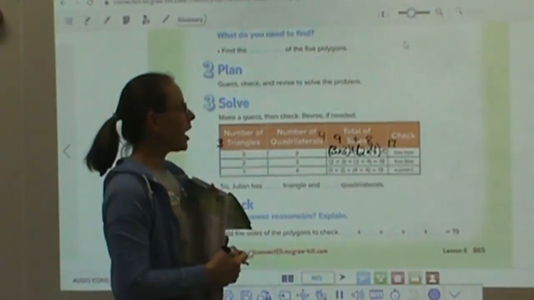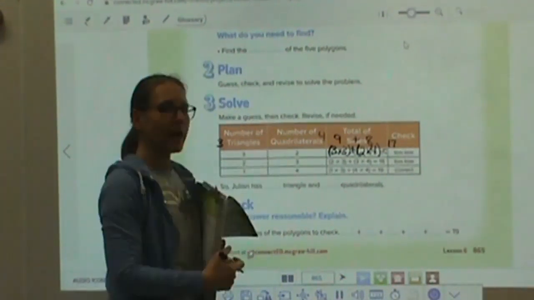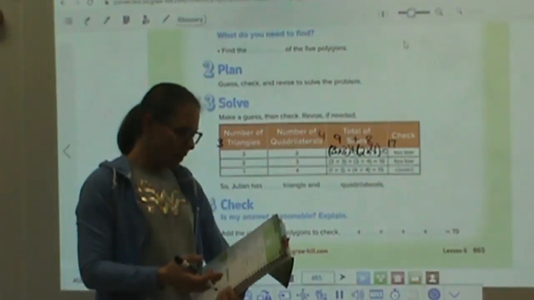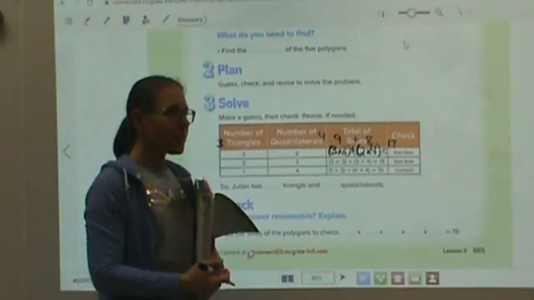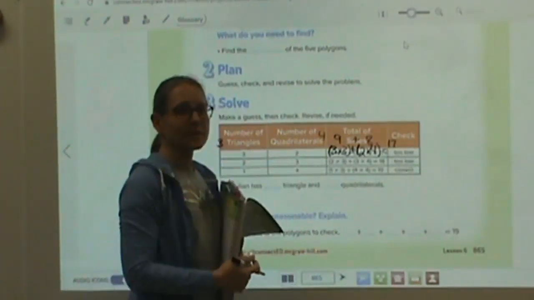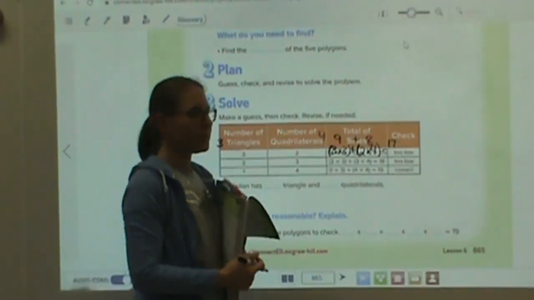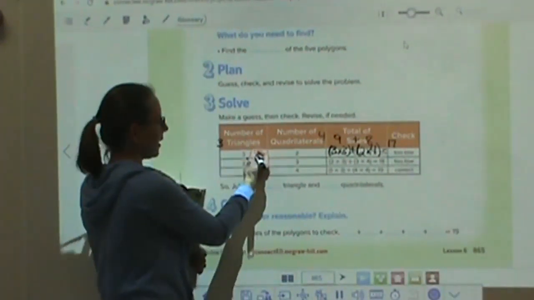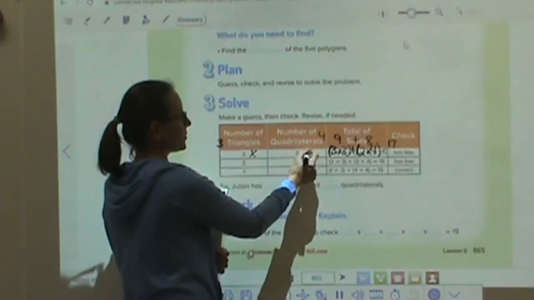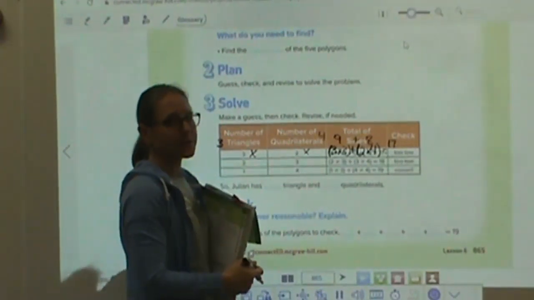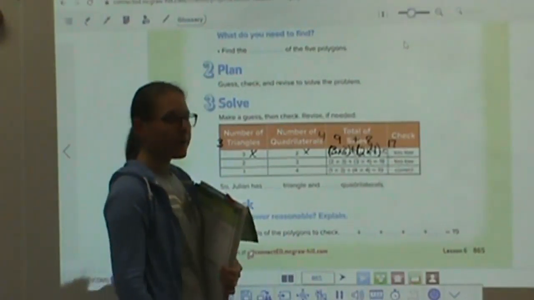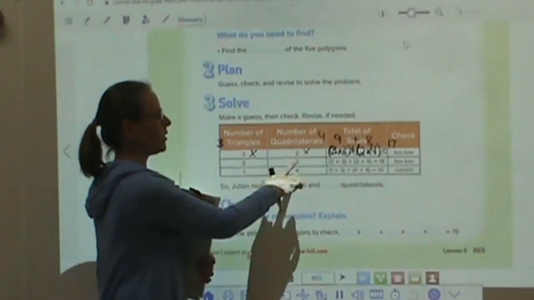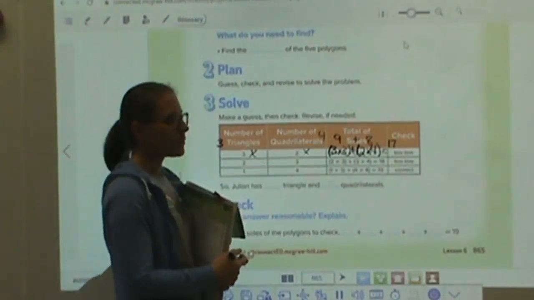Now let's go back and check. If you go up to the top of your page, I'm not going to slide the slide up, but you know that we have to come up with 19 sides. 19 is higher than 17, so 17 is too low. So we know now that they don't have 3 triangles and 2 quadrilaterals. That's not going to work. So we're just going to guess another number. Let's guess 2 triangles and 3 quadrilaterals.